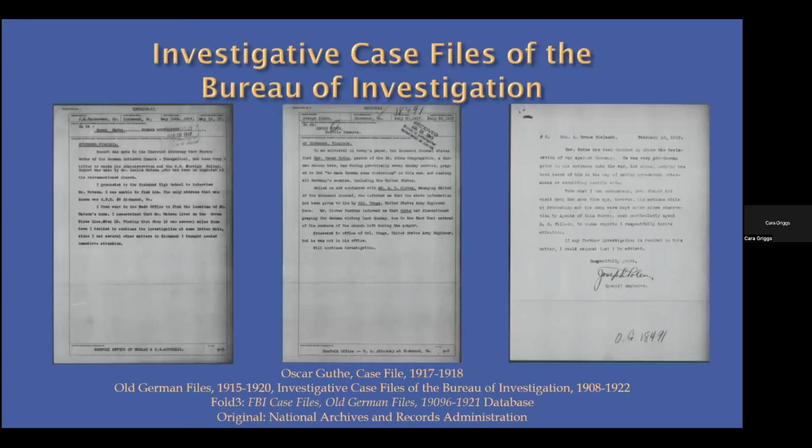Goody was investigated by the Bureau of Investigation beginning in May of 1917, and by early 1918, they concluded that despite reports, Goody was, quote, very pro-German prior to our entrance into the war, but since nothing has been heard of him in the way of making pro-German utterances or committing hostile acts. This record was digitized by Fold3 in the Old German Files series, 1915 to 1920. It's also a series for Mexicans from 1909 to 1921 concerning those who were considered enemies of the US during the Mexican Civil Wars, but I don't think they've been digitized.